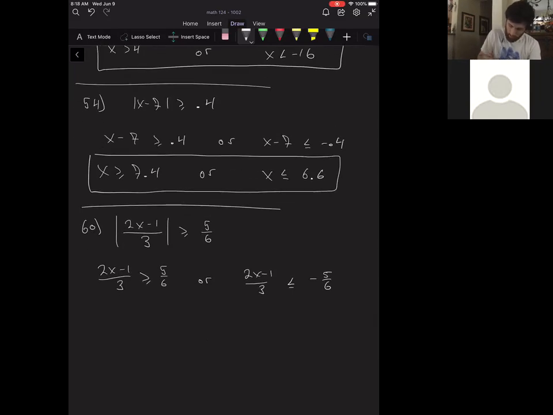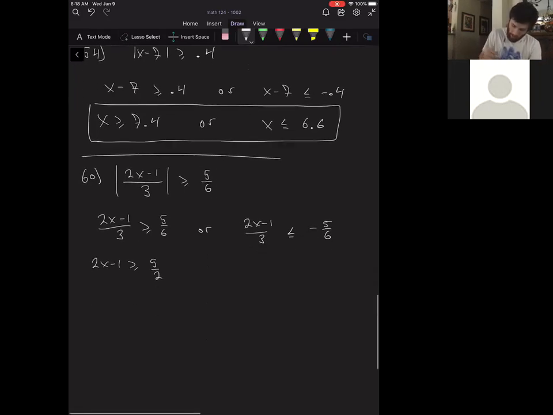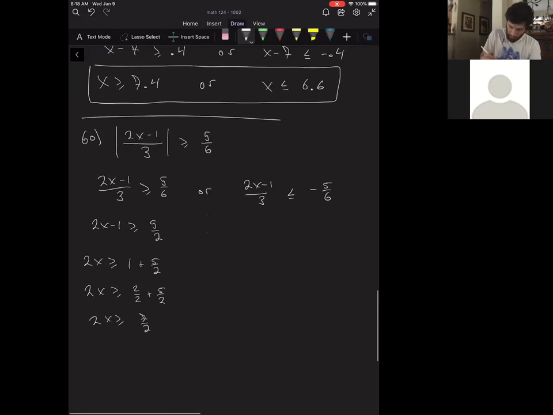So on the left-hand side, let's solve that one first. We can multiply the 3 over. So we have 2x minus 1 is bigger than or equal to 5 over 2. And then we can add the 1 over. So 2x is bigger than or equal to 1 plus 5 over 2. Let's get a common denominator on the right-hand side. So that's going to be 2, so we can write that as 2 over 2 plus 5 over 2. So that's going to be 7 over 2. And then we are going to divide by that 2 over. So x is going to be bigger than or equal to 7 over 4.